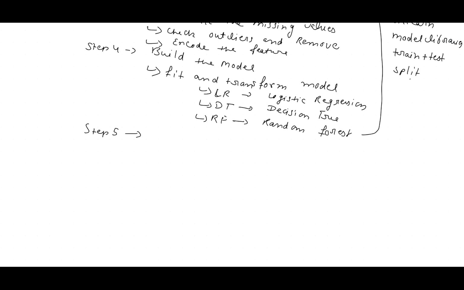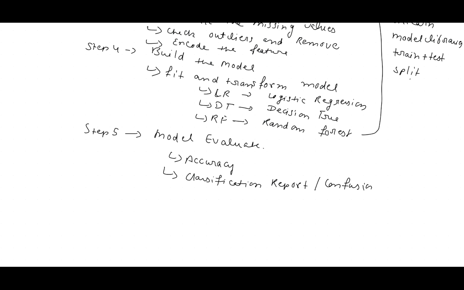And the next step is you are going to do the model evaluation because your model is ready. Now it's time to evaluate whether it is working well or not, or whether you need to improve it or not. Okay. So in this, I'm using the accuracy method, classification report, or confusion matrix, and then precision and recall.